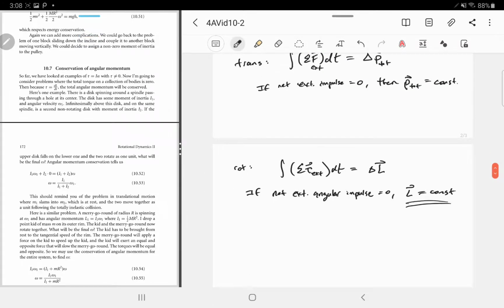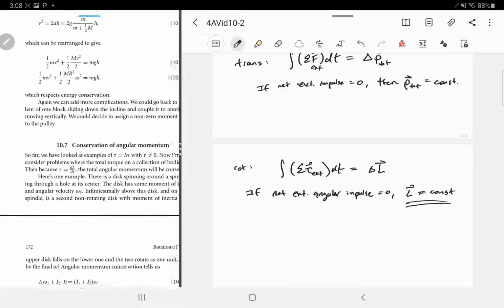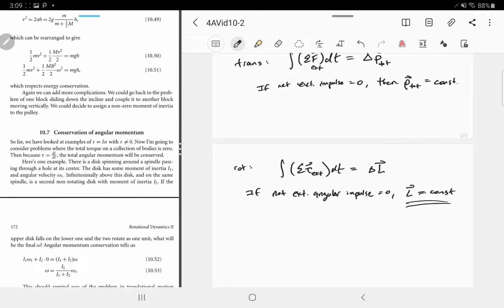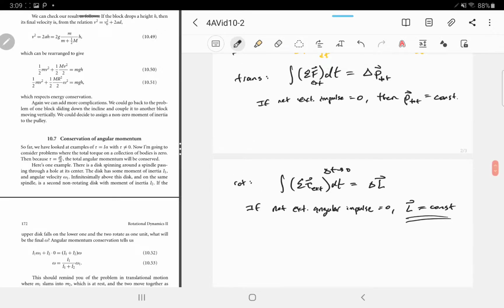Okay, so your book does a simple case of the net external angular impulse being 0. And they say that the torque is 0. So yes, if the torque is 0, then angular momentum is conserved. But remember we also talked about how if delta t goes to 0, then there is no external impulse. So it's the same thing here. If something happens very quickly, then you can conserve angular momentum, even if there are external angular impulses. Yeah, so similar logic as before.